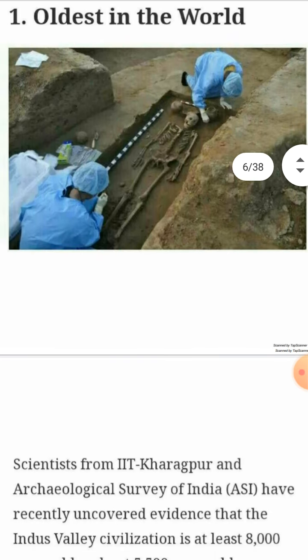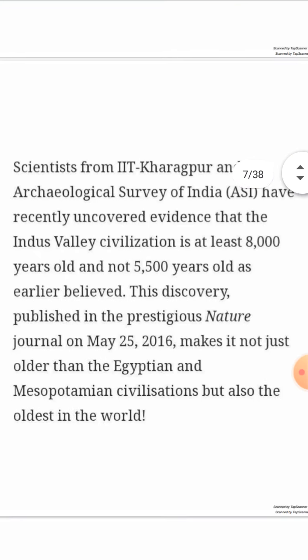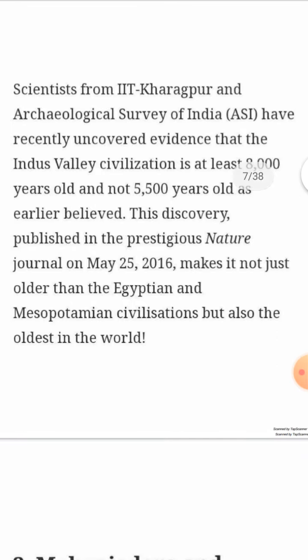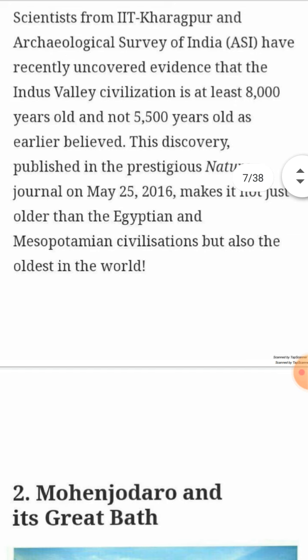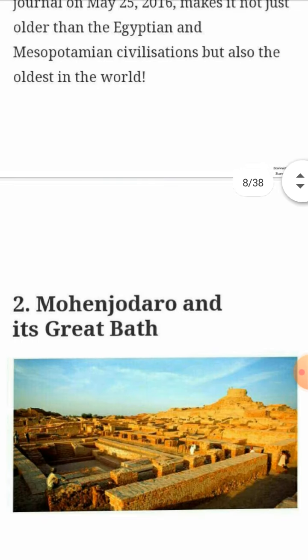First, what is the characteristic? It is the oldest civilization in the world. So we can say that scientists from IIT Kharagpur and the Archaeological Survey of India have recently uncovered evidence that the Indus Valley civilization is at least 8,000 years old and not 5,500 years old as earlier believed. This discovery, published in the prestigious Nature journal on May 25, 2016, makes it not just older than the Egyptian and Mesopotamian civilizations but also the oldest civilization in the world.